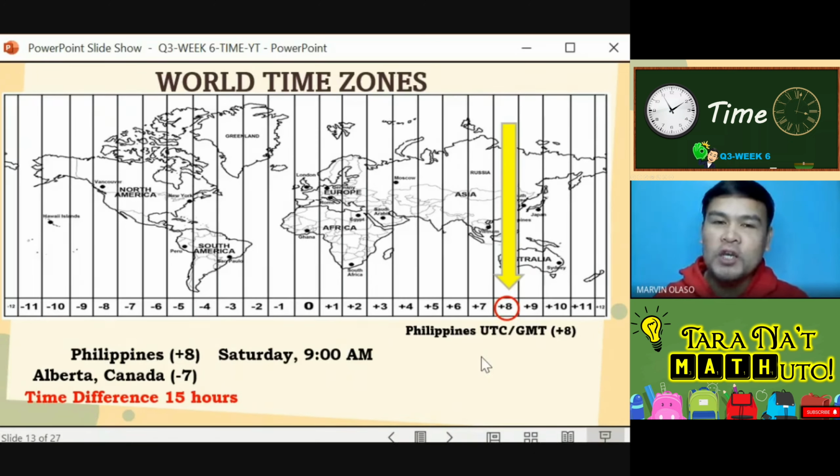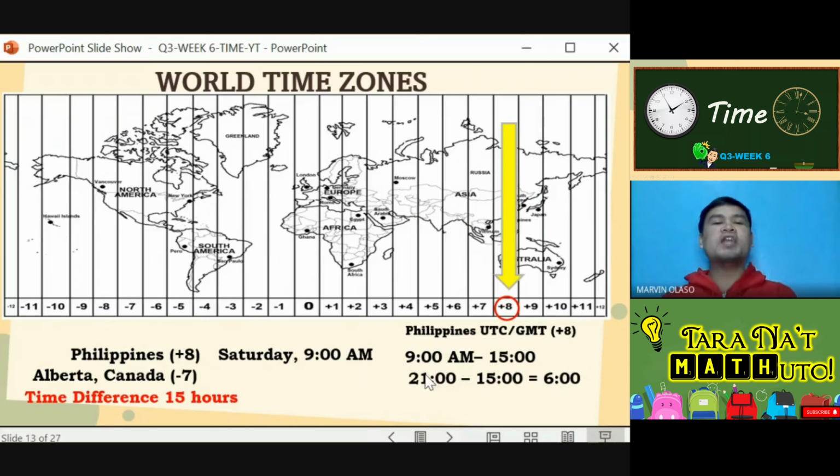So, kung gusto mong i-compute, i-calculate, we have 9 o'clock a.m. minus 1500 hours. So, hindi pwede, convert natin yan. Since a.m., pwede natin muna i-convert sa 24-hour, kahit a.m. siya, para ma-subtract lang natin. So, 9 o'clock, equivalent to 2100 hours, minus 1500. So, we have 21 minus 15 is equal to 6.